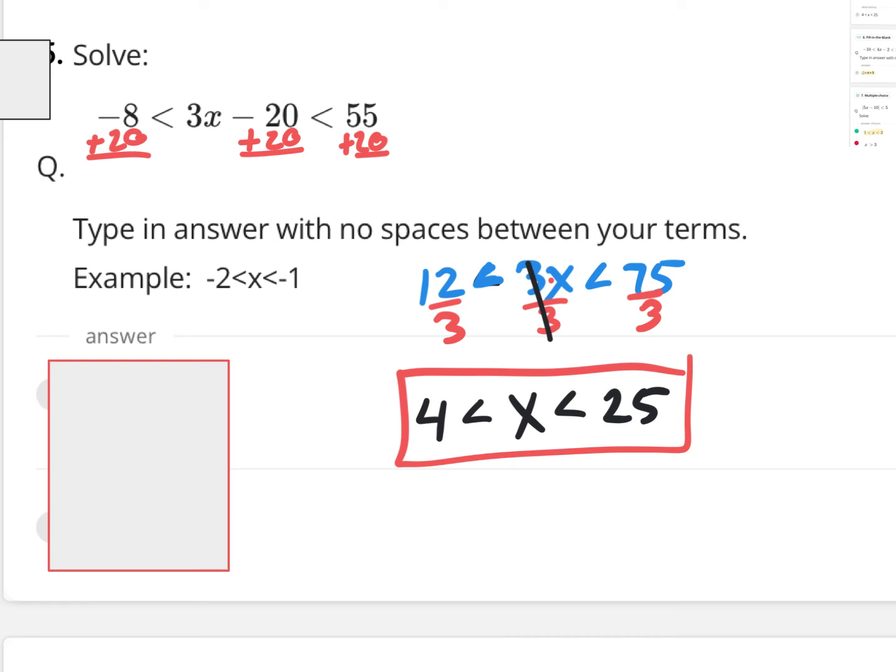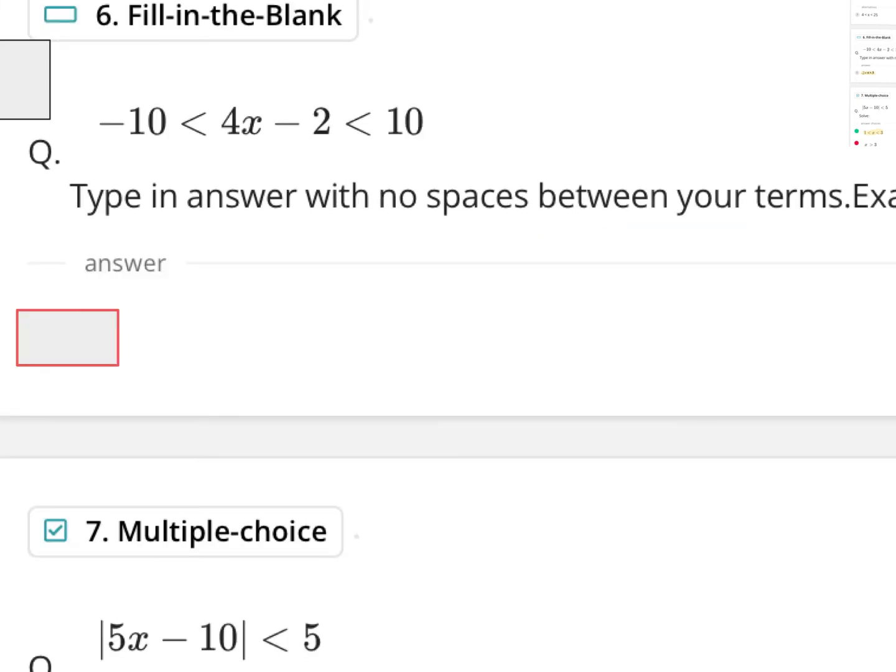Okay. Here's an example of the way it's going to look. That's kind of like how it looks. No spaces between your terms. Type it in. You're good to go. Let's move on.